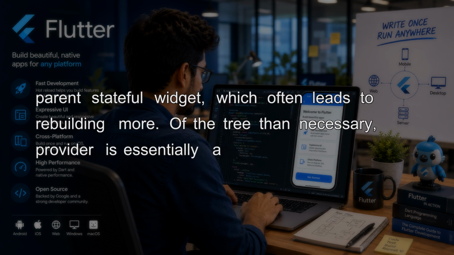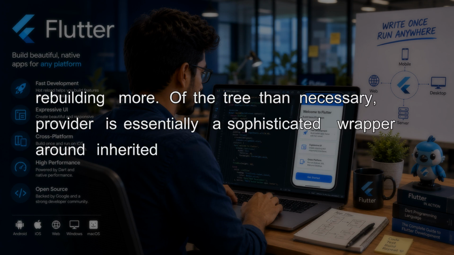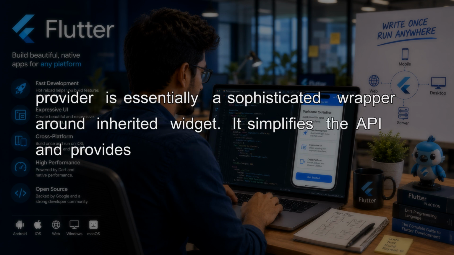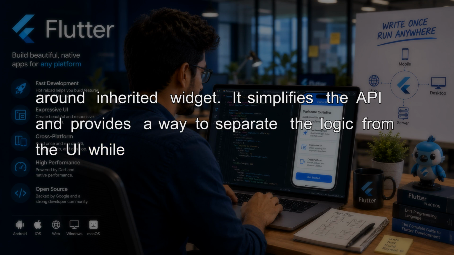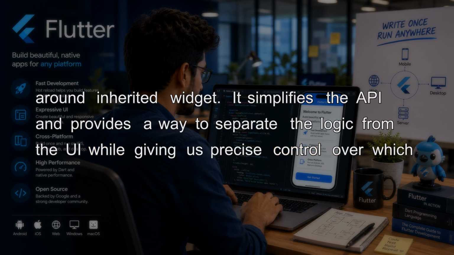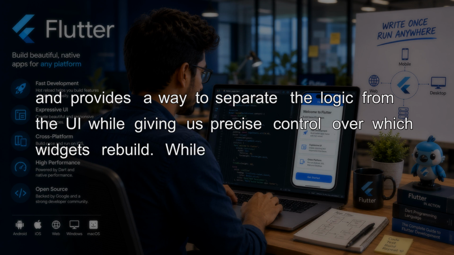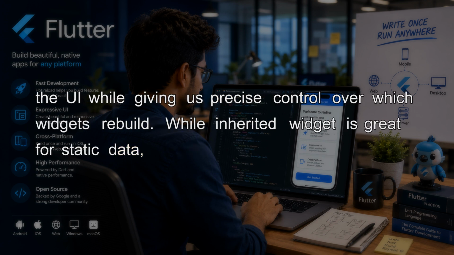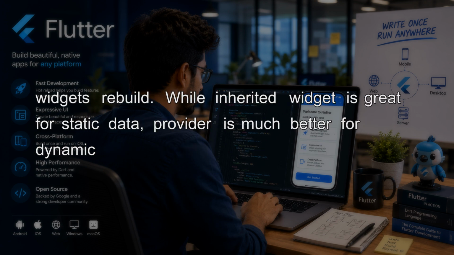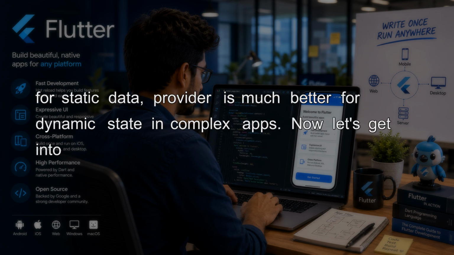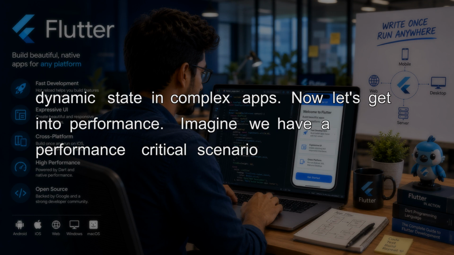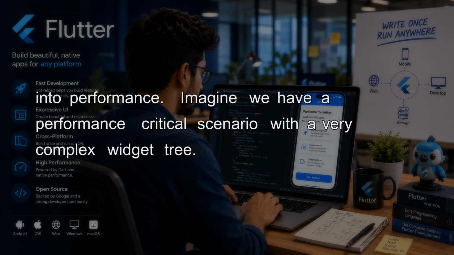Provider is essentially a sophisticated wrapper around InheritedWidget. It simplifies the API and provides a way to separate the logic from the UI while giving us precise control over which widgets rebuild. While InheritedWidget is great for static data, Provider is much better for dynamic state in complex apps. Now let's get into performance. Imagine we have a performance-critical scenario with a very complex widget tree. How would you go about optimizing it?